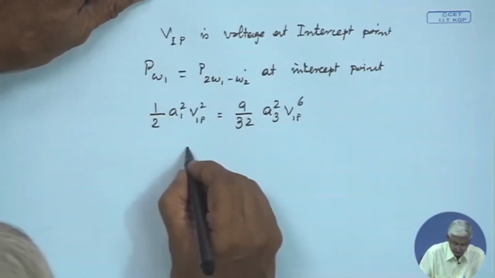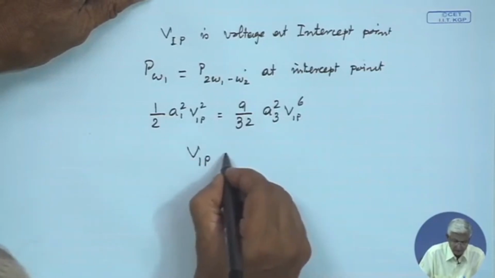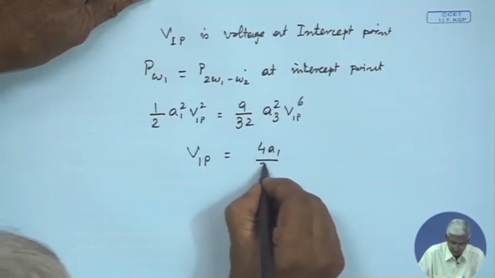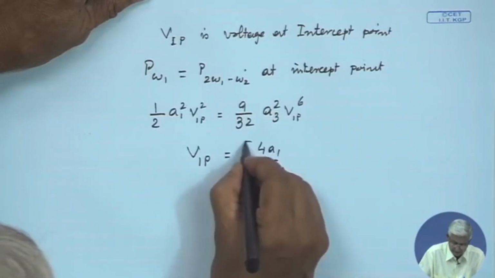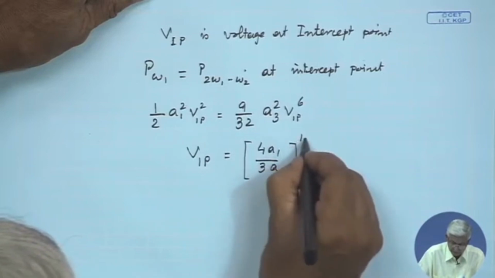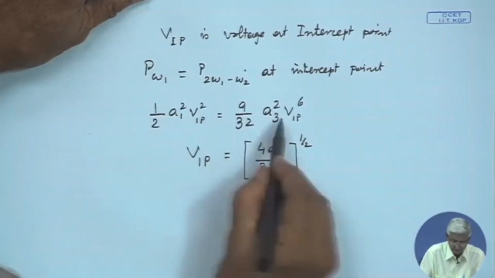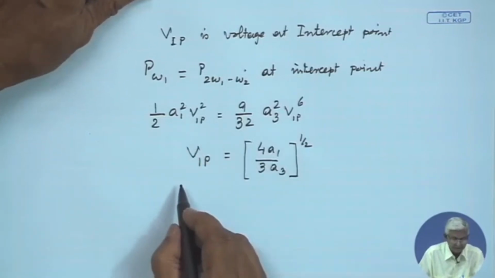So, from that we can express VIP as 4 A1 by 3 A3, square root of that, to the power half. This VIP can be found out from this expression.